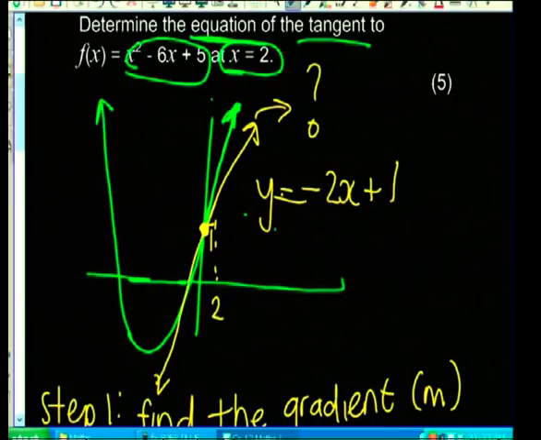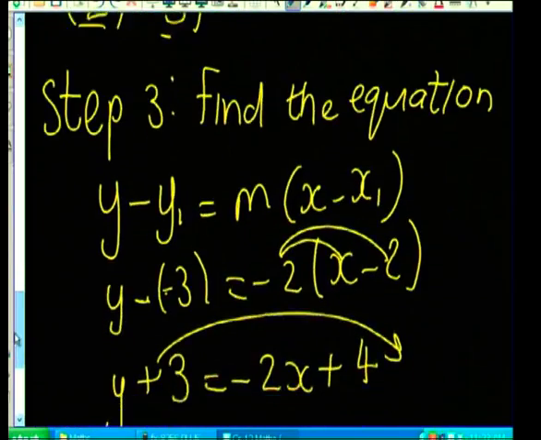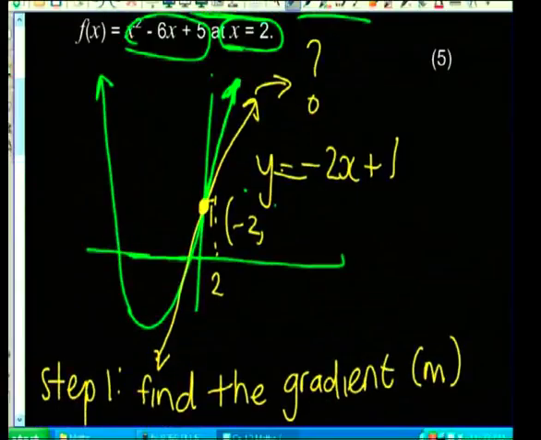And that's the answer to the question. There is your point of contact, (2, minus 3). That's your point of contact.